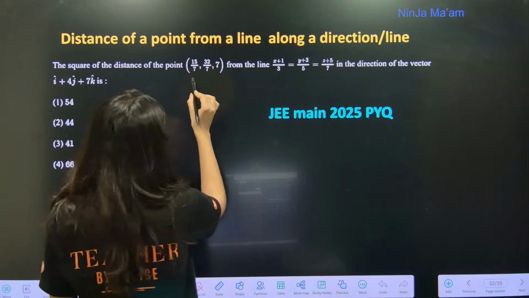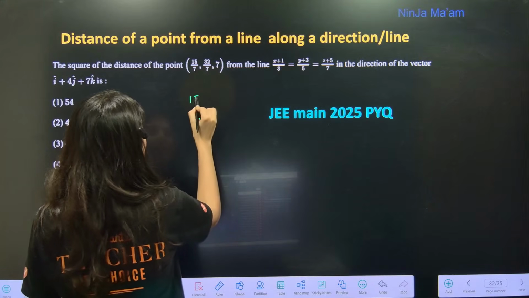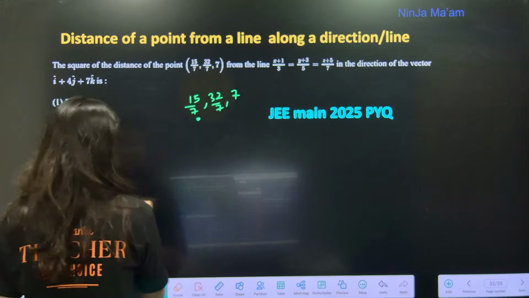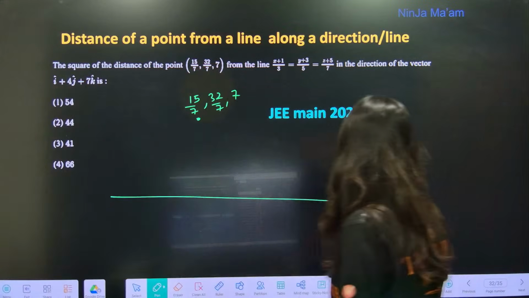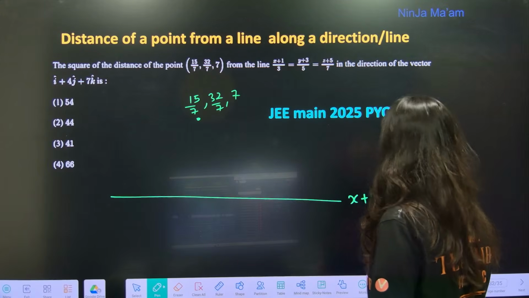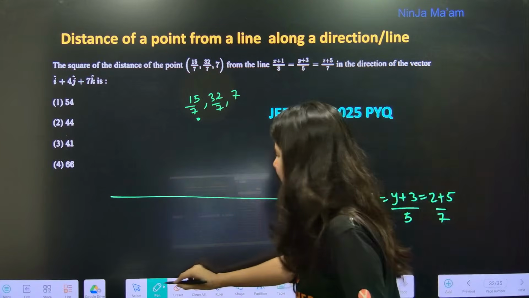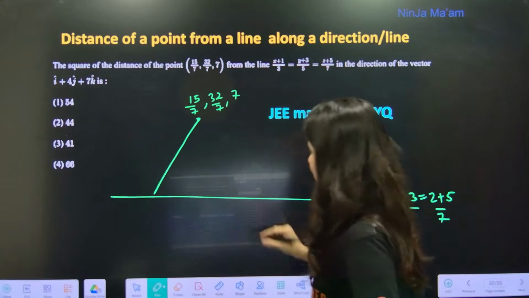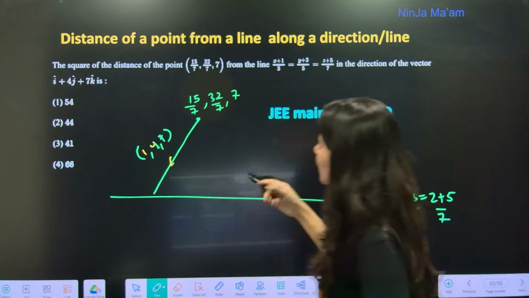The square of distance of a point from the line in the direction of this vector. So again, this is your point 15 by 7, comma 32 by 7, comma 7. This is your line, correct? And this line is x plus 1, y plus 3, z plus 5 by 3 and 5 and 7. So distance of the point from this line, but direction is given to you. This is the direction, which is 1, 4, 7. So you can write the equation of the line, right?